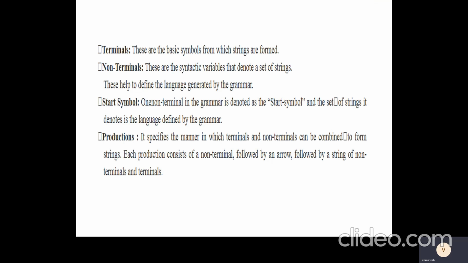Okay, so whereas we said just now G equal to V, T, P, S, in this one what are the terminals? Okay, these are the symbols from which strings are formed. We can call it as terminals, whereas non-terminals are nothing but these are the syntactic variables that denote a set of strings. Okay, this helps to define a language generated by grammar. Whereas starting symbol, okay, it is one non-terminal in the grammar denoted as start symbol, and the set of strings it denotes is the language defined by the grammar.